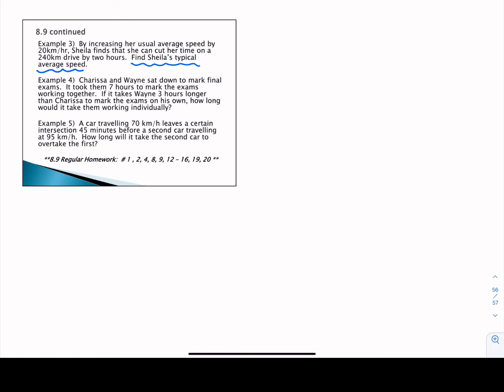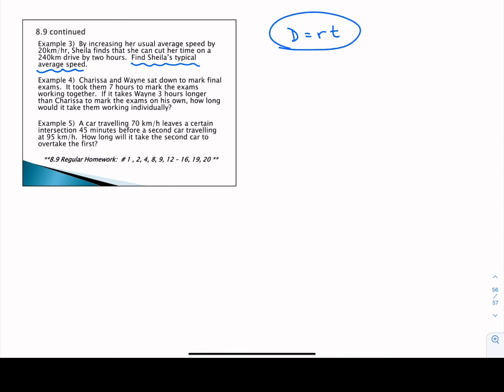This is what we call a distance rate time problem. When we compare distance, rate and time, there's a formula that can be used to pull these variables together. The distance traveled is always going to be equivalent to the rate of travel multiplied by the time you are traveling at that rate. So we know that if we traveled at, let's say, 100 kilometers per hour and we traveled for 3 hours, then 100 times 3 would give us 300 kilometers as our total distance. So that's the formula that we're going to focus on.